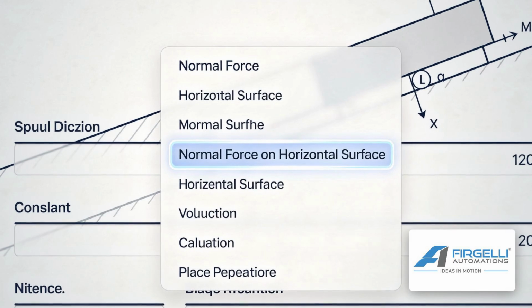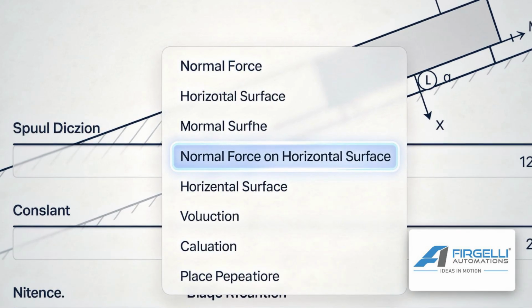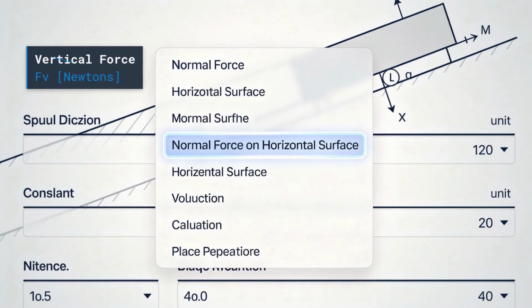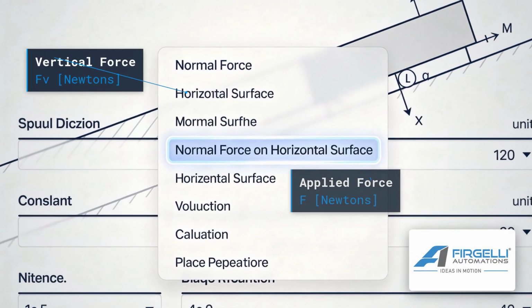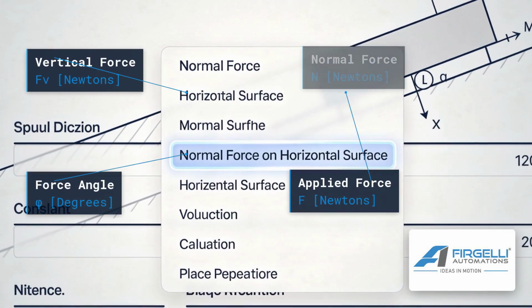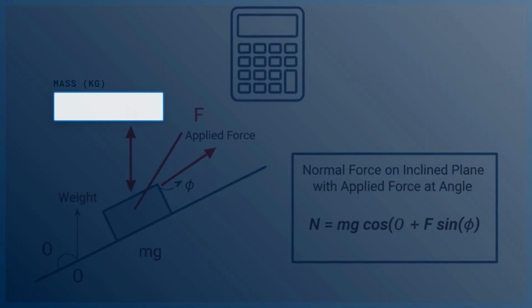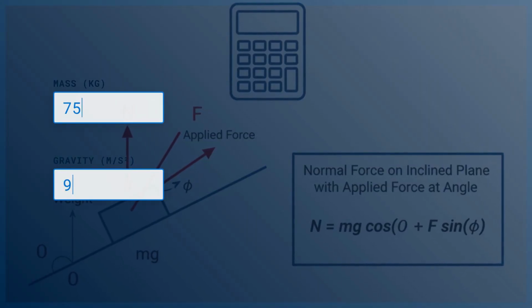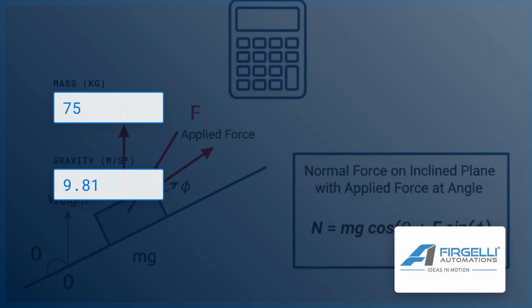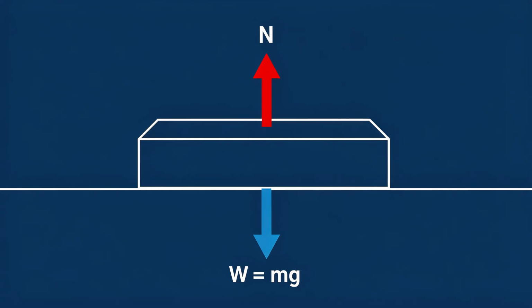The input fields are mass in kilograms, gravity in meters per second squared, and incline angle theta in degrees. The list continues with vertical force Fv in newtons, applied force F in newtons, force angle phi in degrees, and normal force N in newtons. Let's calculate using these values. Mass equals 75 kilograms, gravity equals 9.81 meters per second squared. The remaining fields show default values but aren't used in horizontal surface calculations.